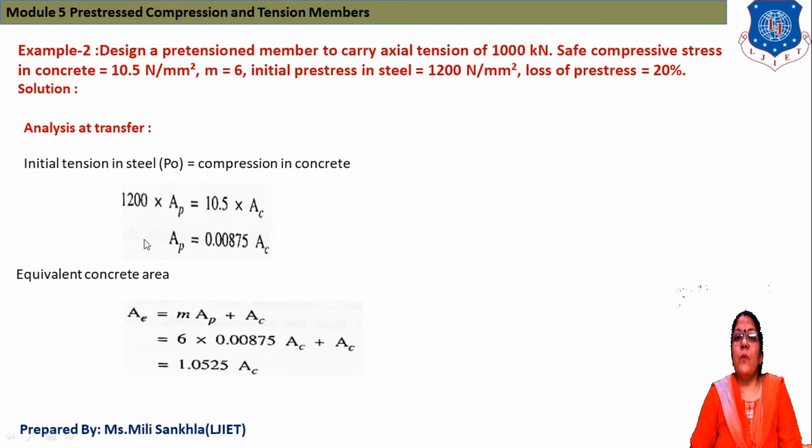Now the relation between the area of pre-stressing steel and area of concrete is Ap equal to 0.00875 Ac. Equivalent concrete area is Ae is equal to m Ap plus Ac, where m is equal to modular ratio, Ap is equal to 0.00875 into Ac plus Ac. After addition of this area of concrete, we get equivalent area is equal to 1.0525 area of concrete.